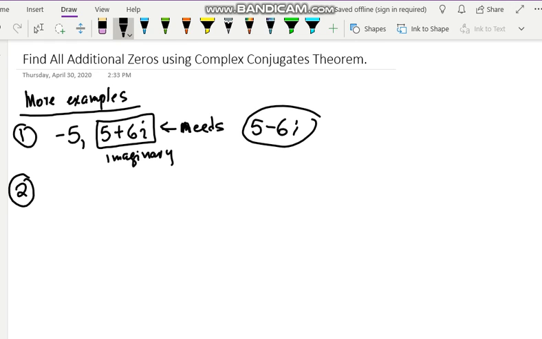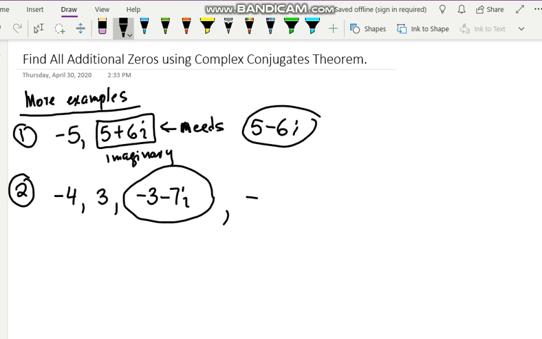Next one. -4, +3, and now I have -3 minus 7i. This is all that's given to me. I need to find additional zeros. I may not have an additional zero for -4. It's not an imaginary number. I may not have an additional zero for +3. It's not an imaginary number. But -3 minus 7i is an imaginary number. I must add a conjugate: -3 plus 7i.